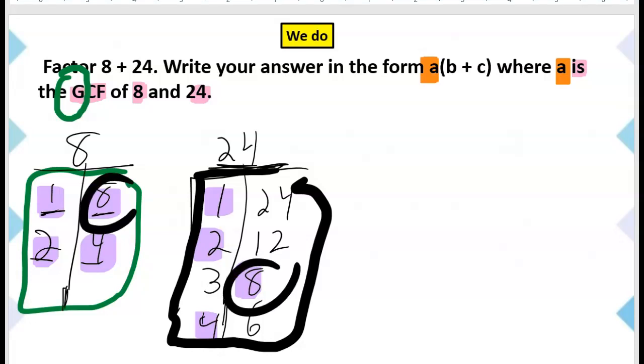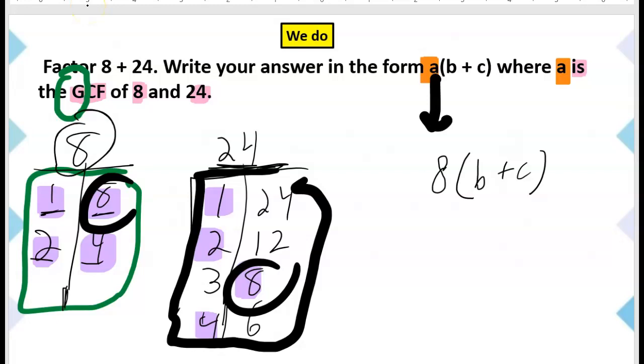So now we know what A is. So this A is going to turn into an 8, kind of like a pumpkin at 12 o'clock midnight. So instead of writing A, B plus C, we're going to change that. A is going to be 8 because that is the greatest common factor of 8 and 24. Okay, now what do we do next?